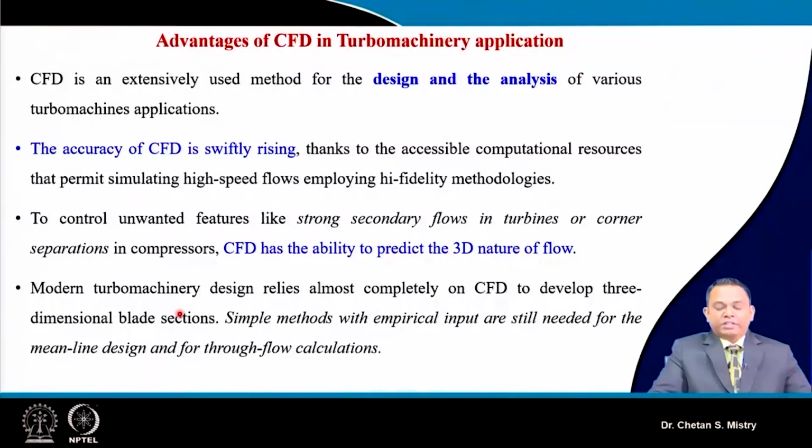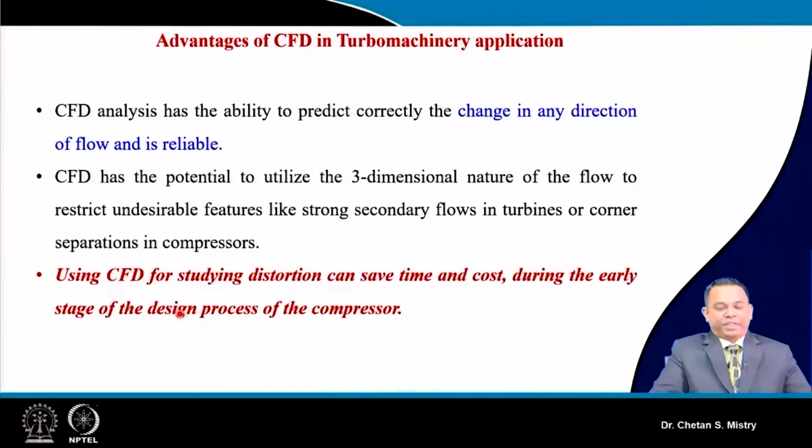Modern turbomachinery design relies completely on CFD, but I still want to make a point here: CFD is an analysis tool, it is not a design tool. So initially you need to do your preliminary design using your Excel sheet, as we have discussed. Later on you can use CFD as a tool for simulation and finalize your geometry.